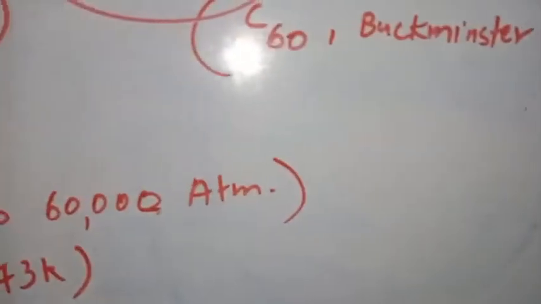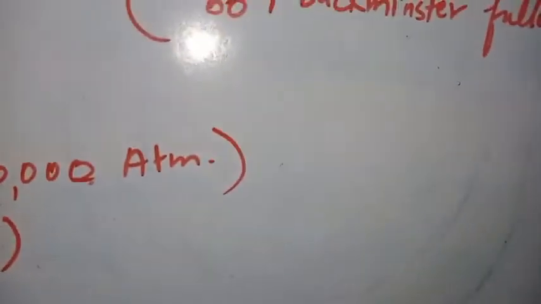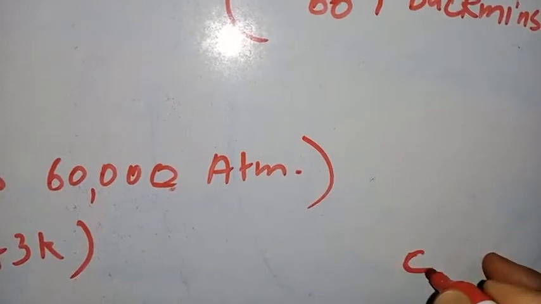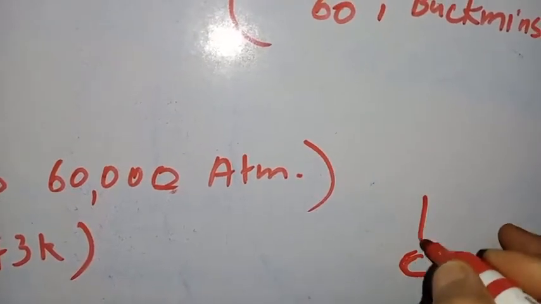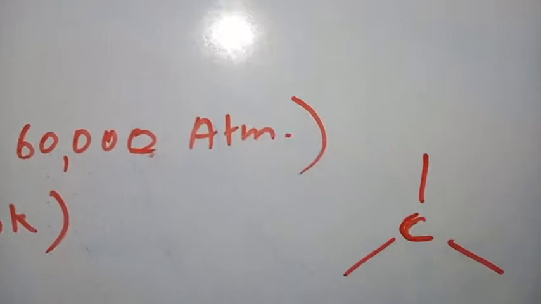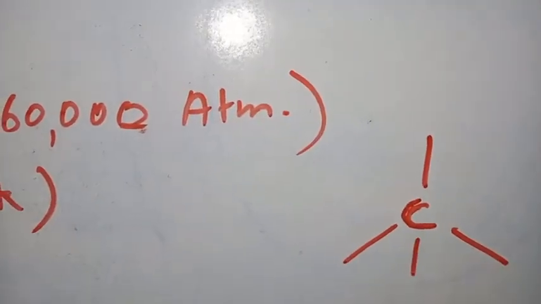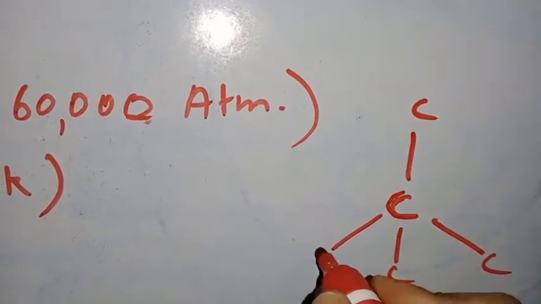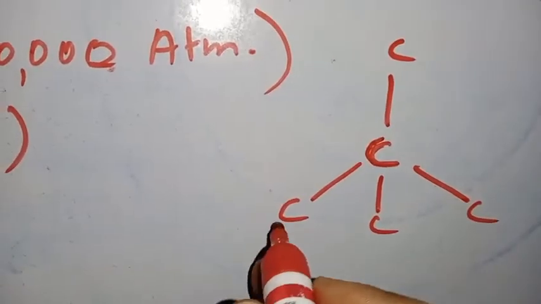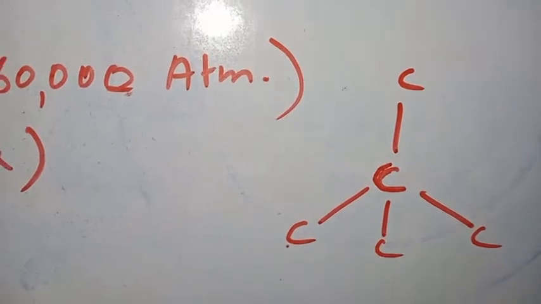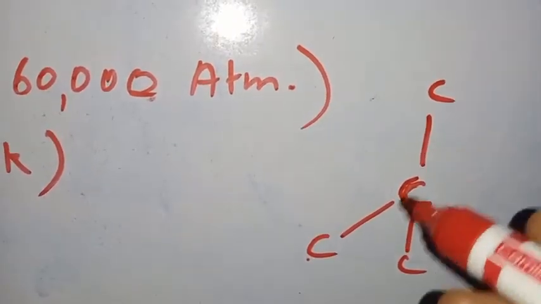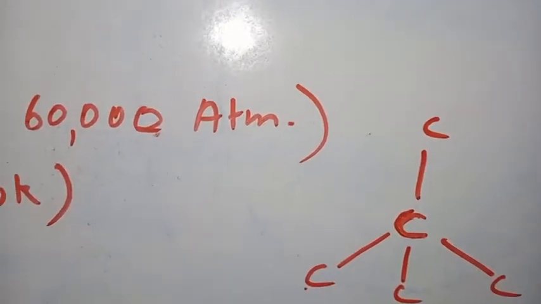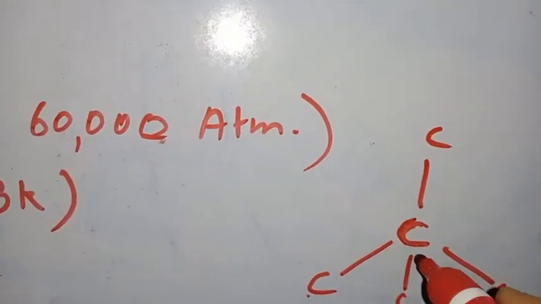If you see the structure of diamond, it is something like that, where each carbon atom in diamond, you will see, is attached to 4 other carbon atoms, like that. Each carbon atom is attached to 4 other carbon atoms. Here you can see each carbon atom is attached to 4 other carbon atoms by single covalent bond.